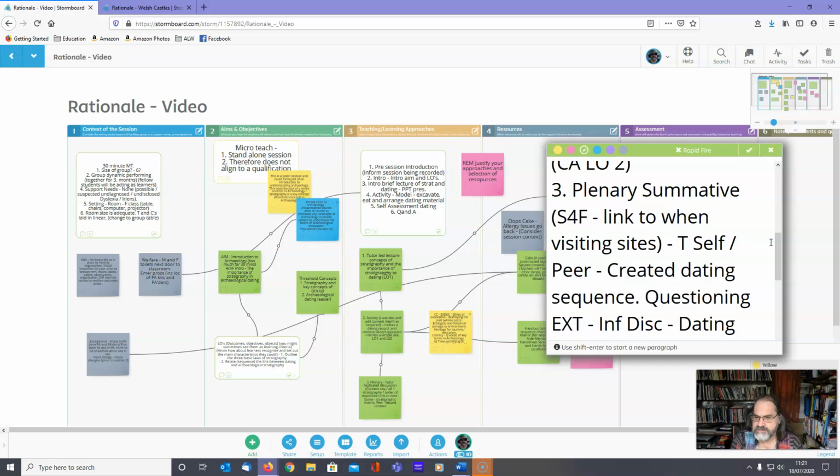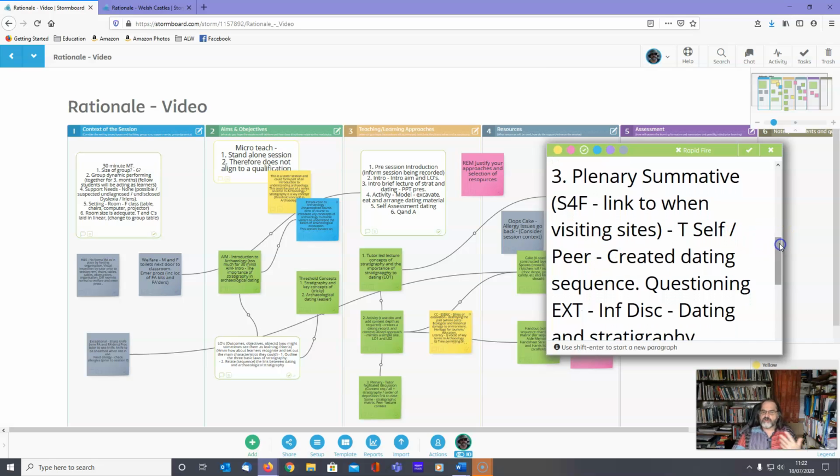I'm going to make sure that this links to when people visit sites or start going on further, because any form of assessment, in my opinion, that doesn't have a formative or constructive purpose probably shouldn't be used, but that's a personal thing. Okay, so the summative is for the tutor, but also self and peer, so that the learners know what they've done.